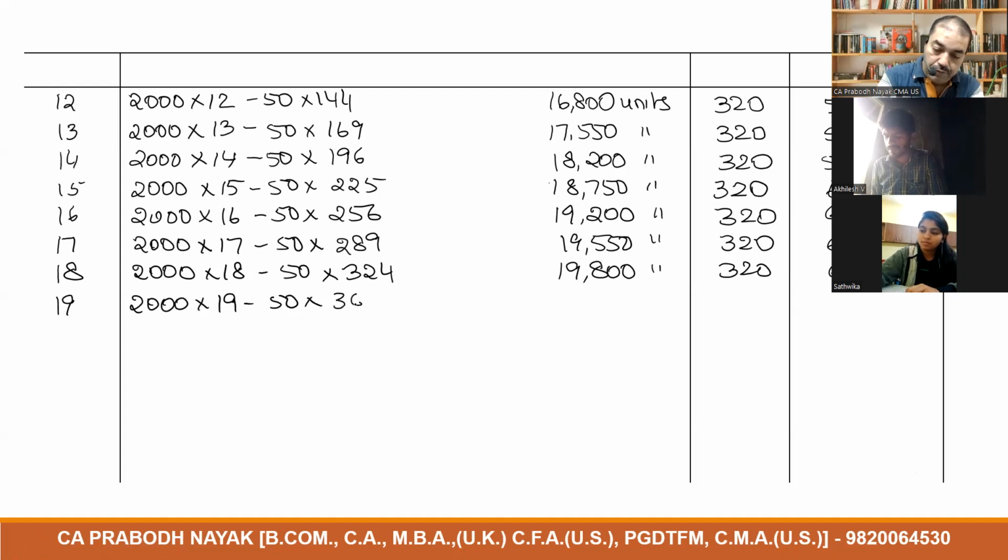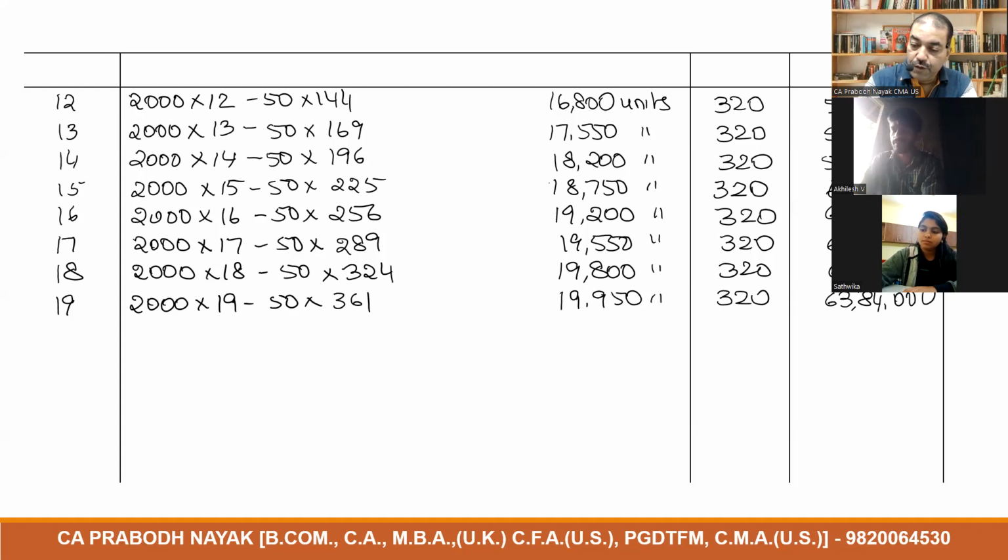361. So how much are you getting? 19,950. So multiplied by 320. 63,84,000.